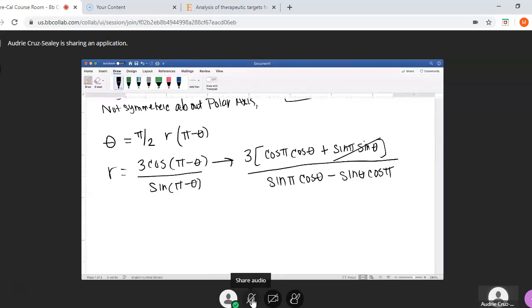Sine of pi is 0, sine of pi is 0. So in the numerator, I get negative 3 cosine theta. The denominator, I get a positive sine of theta, right? That is not the same thing, and so therefore it is not symmetric.